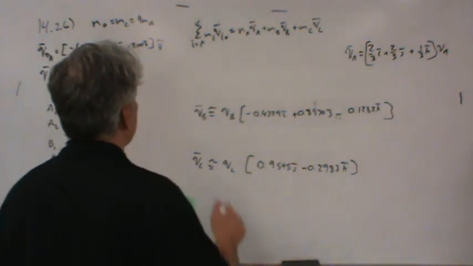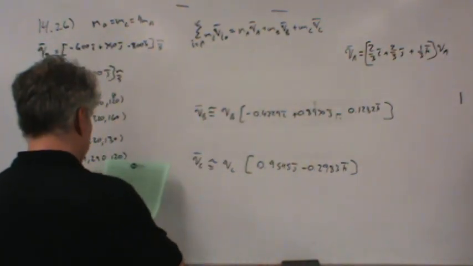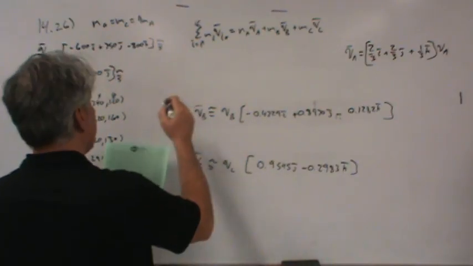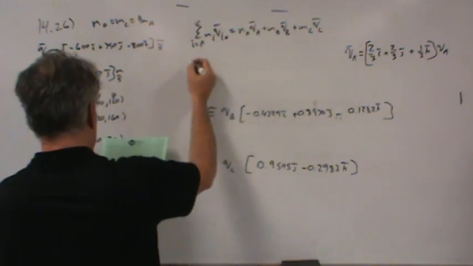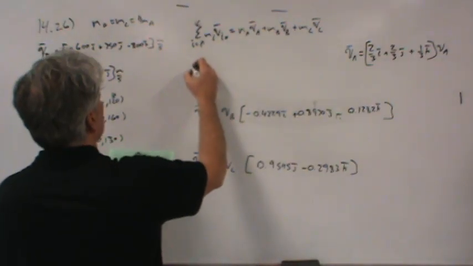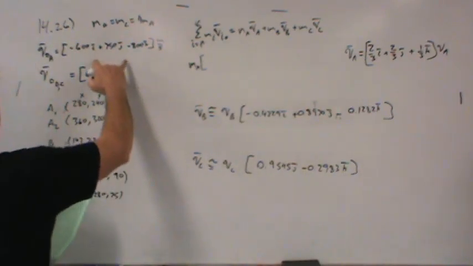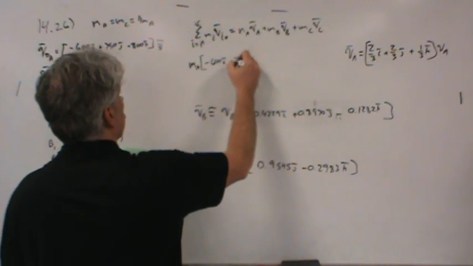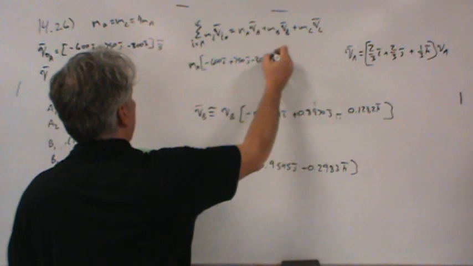So what does that mean? Well, let's examine the left-hand side first. I'm afraid I'm going to run out of space here, but we'll try to tie it in as we go. On the left-hand side, we have the mass of A times the velocity of A, so negative 600I plus 750J minus 800K.